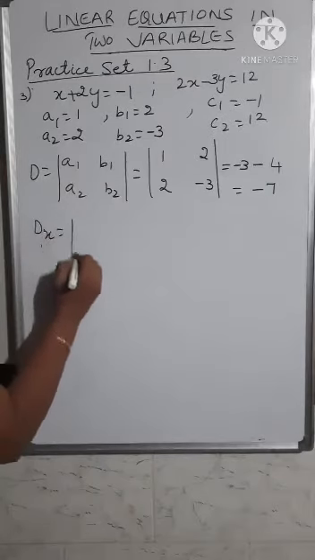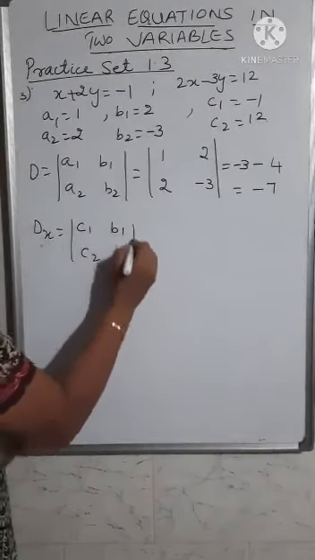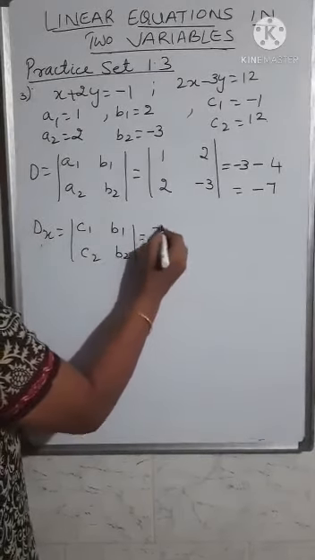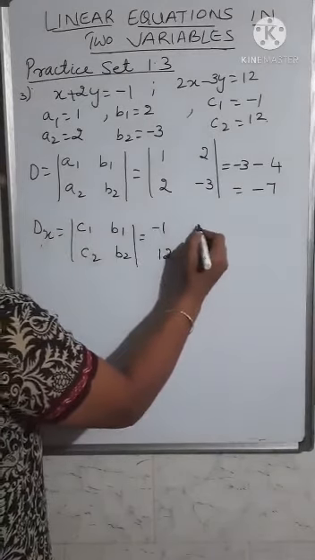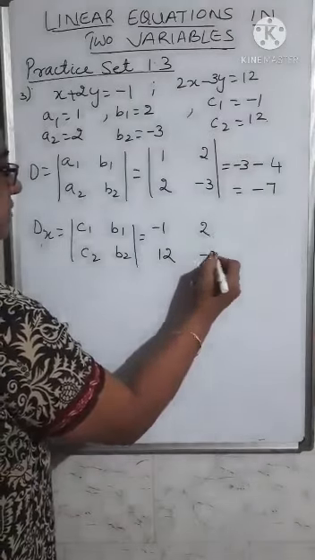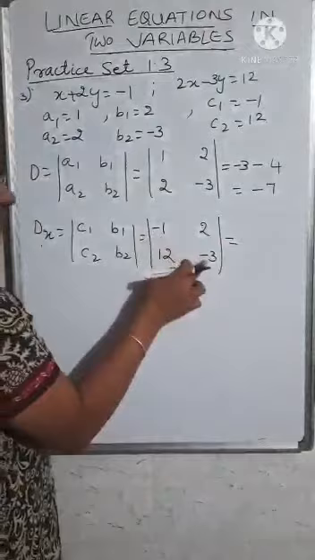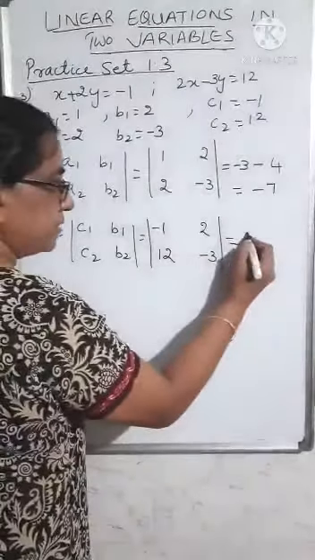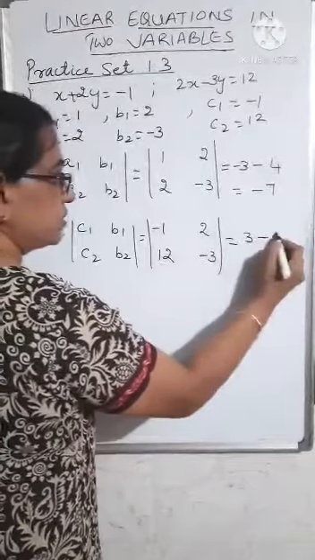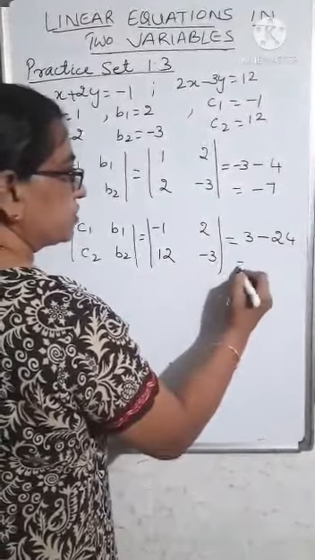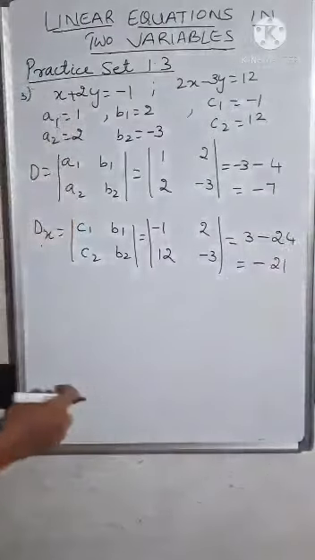Now next you have to find out the value of dx. So dx is given by c1, c2, b1, b2. So what is c1, c2? It is minus 1 and 12. b1, b2 is 2 and minus 3. So here minus 1 into minus 3 will be plus 3, minus 12 2s are 24. So this when you simplify it, you will get minus 21. Subtract, put a sign of the bigger number.